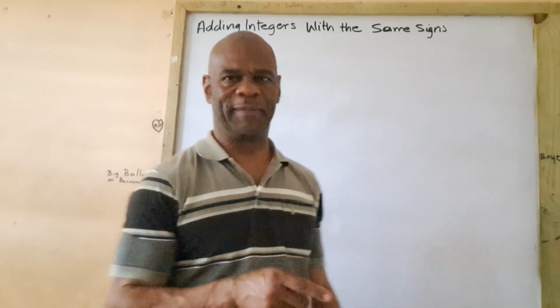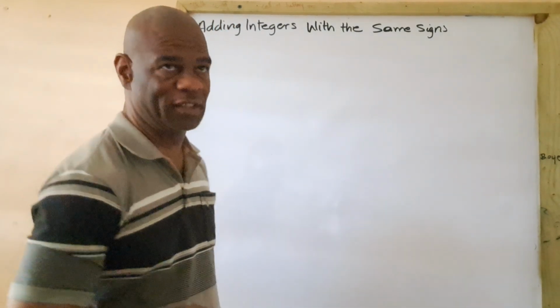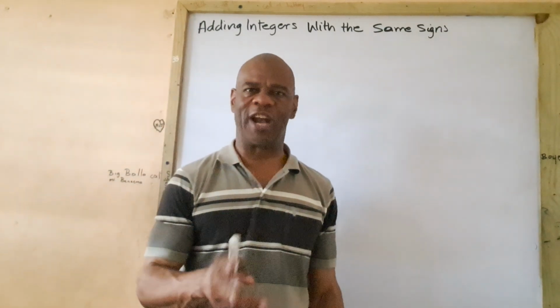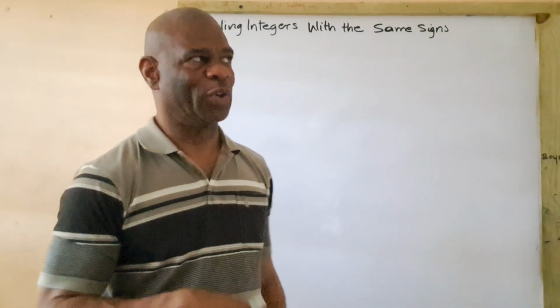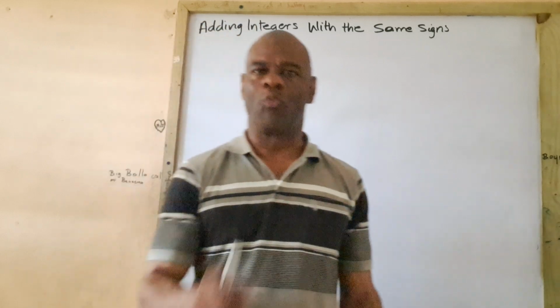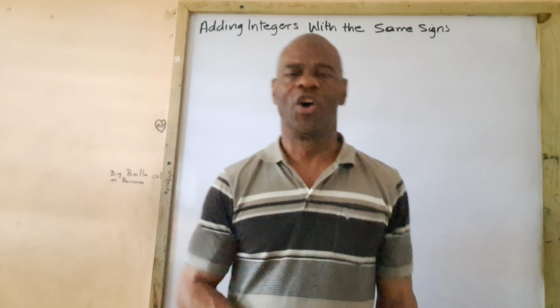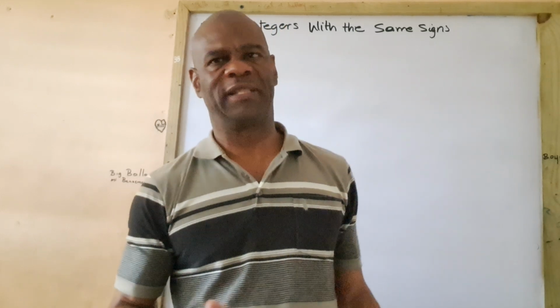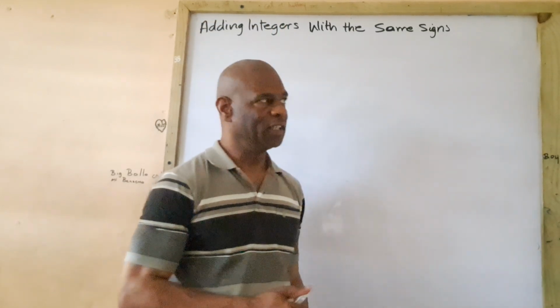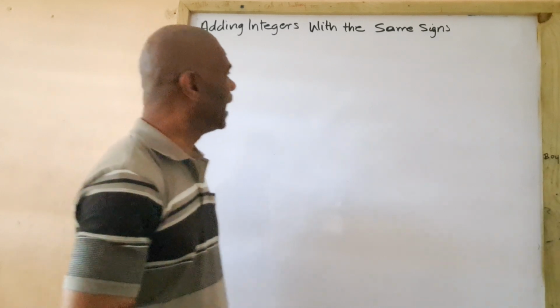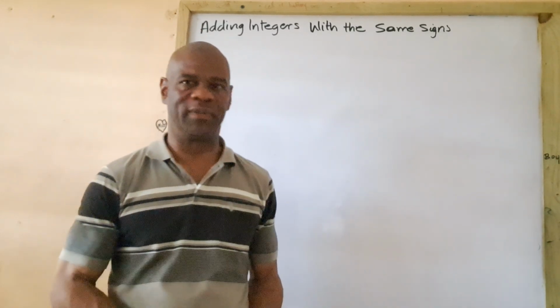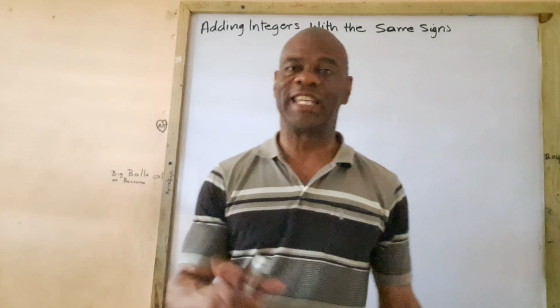Now what we're going to be looking at in this session is adding integers with the same sign. So we're going to be looking at integers. Some persons call them directed numbers, right? Directed numbers because we put the sign beside them, either the plus sign or the minus sign beside it. So we're going to be looking at adding directed numbers or integers with the same signs.